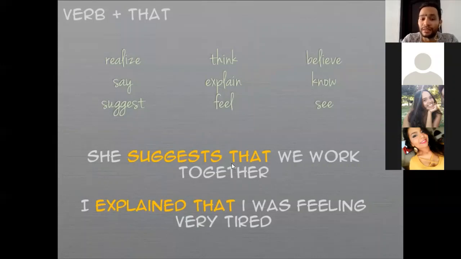So she suggested, or I'm sorry, this is in the present. She suggests that we work together. Or I explained that I was feeling very tired. One more time, all right? They follow the relative clause, starting with that as a relative pronoun.